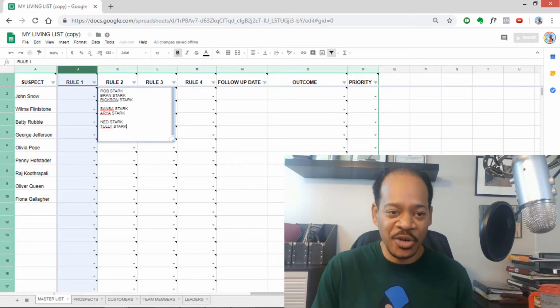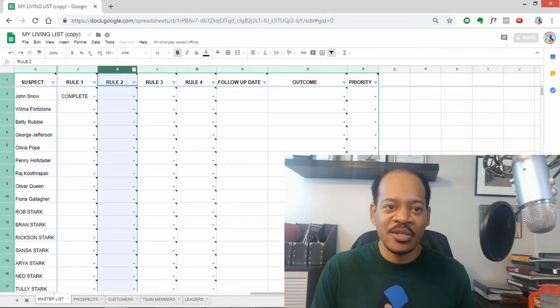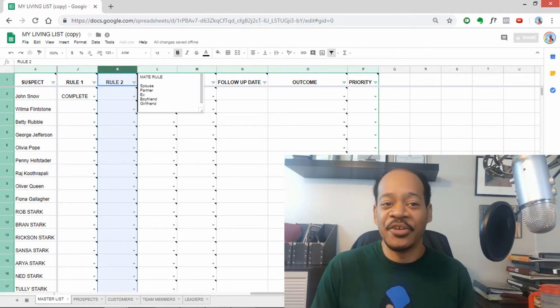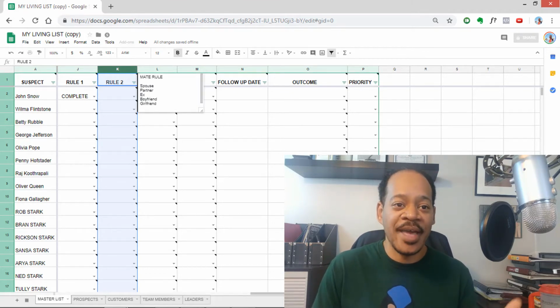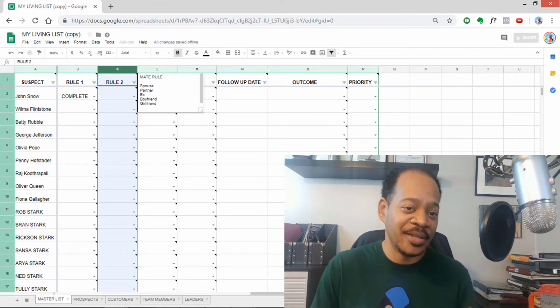So our list is really starting to grow now. And now let's look at the second rule, the mate rule. And the mate rule is identifying your contact's spouse, partner, ex-spouse or partner, boyfriend or girlfriend, or ex-boyfriend or girlfriend. Again, this assumes you know them because there's no reason to stalk anybody or be creepy because there's plenty of ways to build a list.